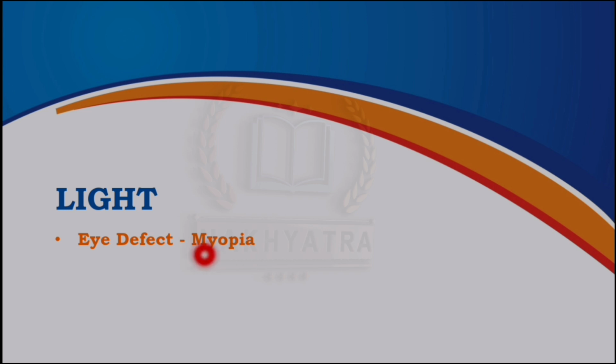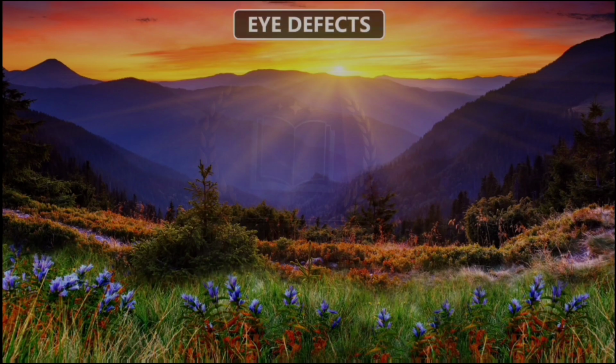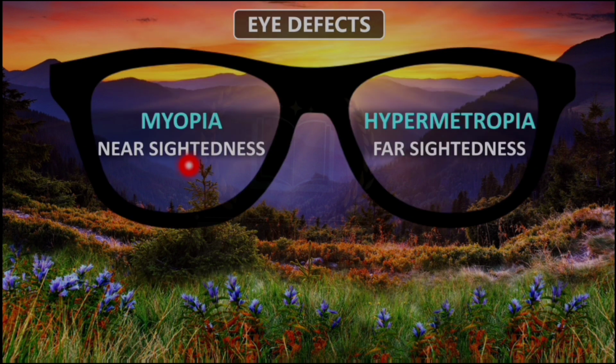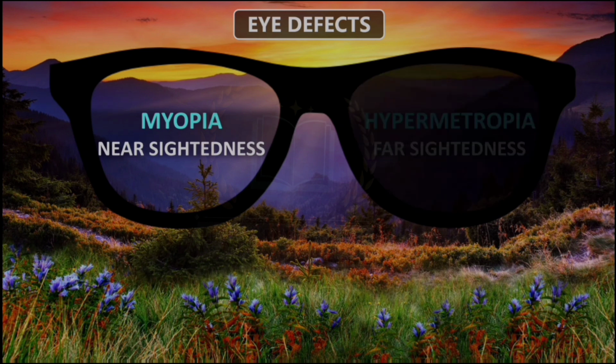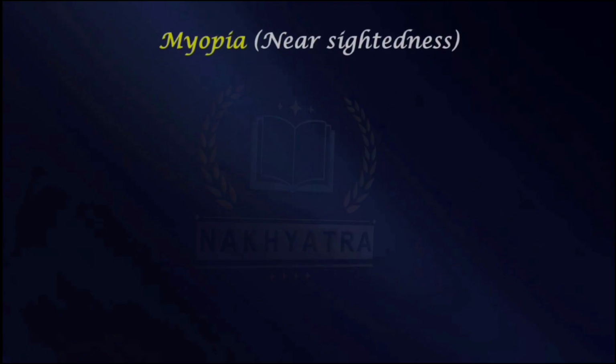Here our first topic is about myopia. Now let us see eye defects. So first one is myopia, that is nearsightedness, and the second one is hypermetropia, that is farsightedness. Now let us discuss about myopia.